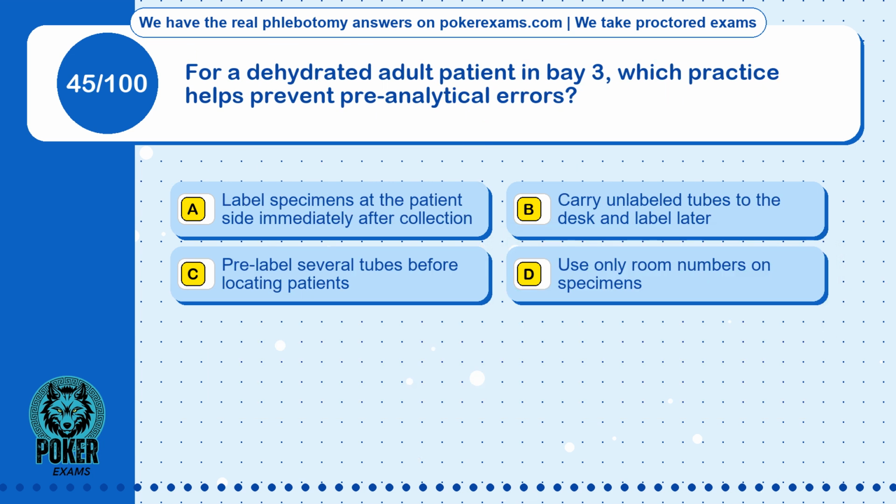Question 45. For a dehydrated adult patient in Bay 3, which practice helps prevent pre-analytical errors? Option A. Label specimens at the patient's side immediately after collection. Option B. Carry unlabeled tubes to the desk and label later. Option C. Pre-label several tubes before locating patients. Option D. Use only room numbers on specimens.